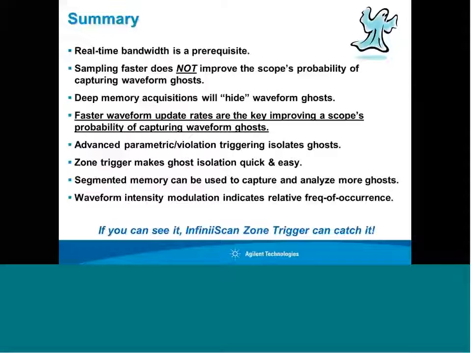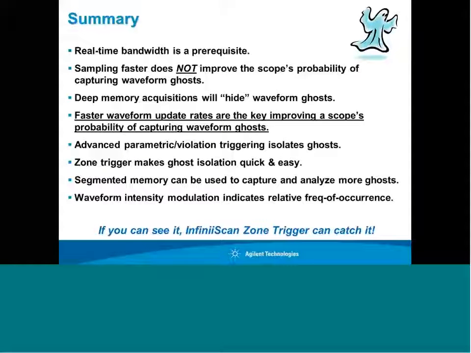The key, which I've got underlined here, is that fast waveform update rates are the key to improving a scope's probability of capturing waveform ghosts. In my opinion, the number one criterion is bandwidth and sample rate. The number two, most important criterion of any scope, in my opinion, is waveform update rate if you're trying to debug and solve problems.